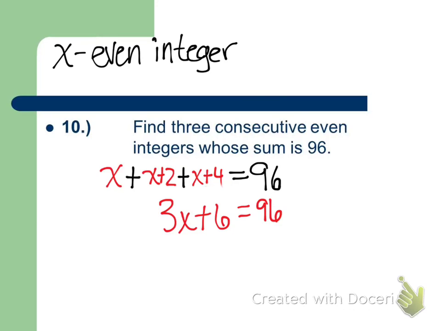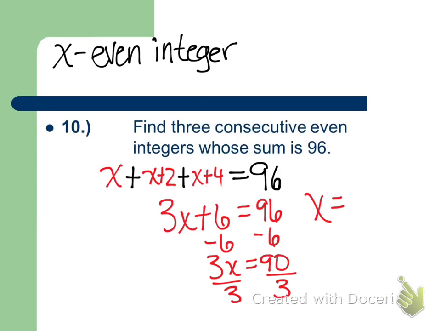Who would like to raise their hand and tell me how to solve the rest of this? Deja. You're going to subtract 6 from both sides. Okay. And then you're going to get 90. All right. 90 divided by 3. 90 divided by 3 is 30. Okay, so we had to set up our equation and then solve it by using our inverse operations in the reverse order. But we're not done quite yet.